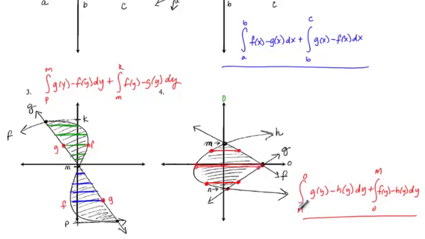So our first integral goes from n to 0. Our right curve is g, our left curve is h, and then we go from 0 to m. Our right curve is f, and our left curve is h.